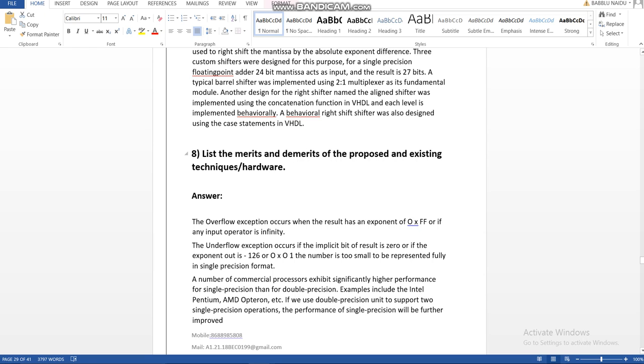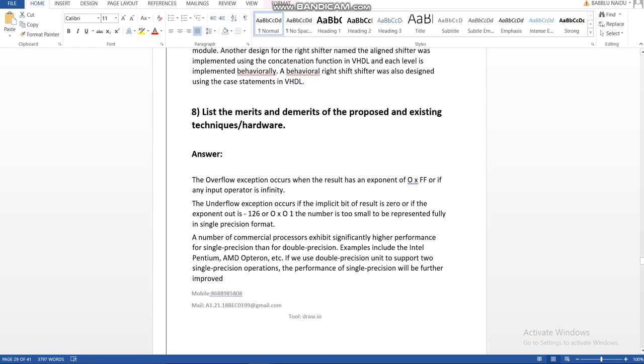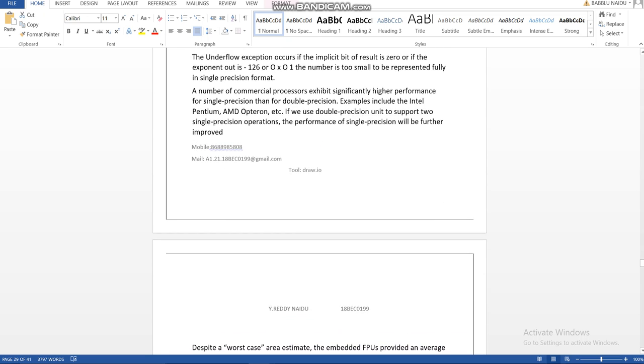List the merits and demerits. The overflow exception occurs when the result has an exponent of all 1s. The underflow exception occurs if the implicit bit of the result is 0, if the exponent is -126 or the value is too small to be represented in single precision form.